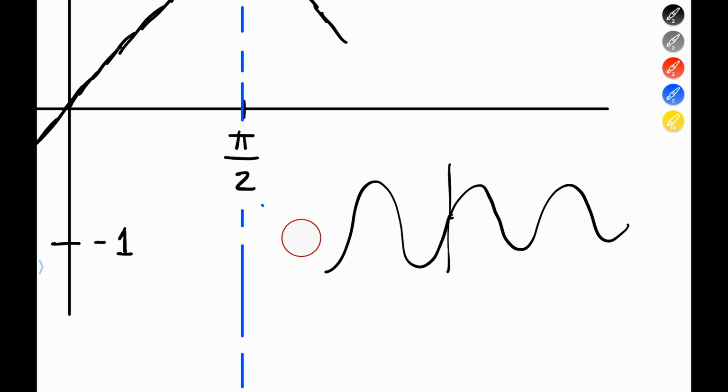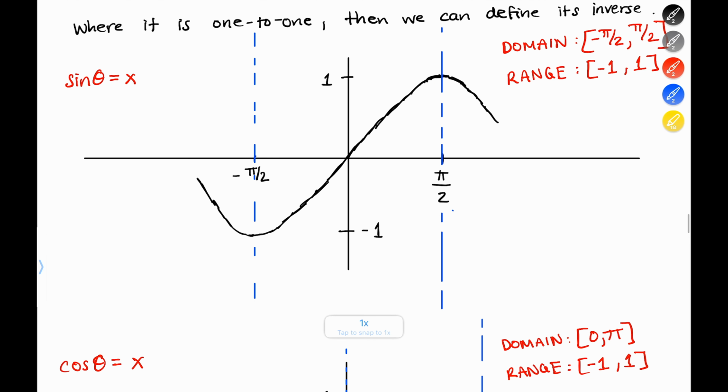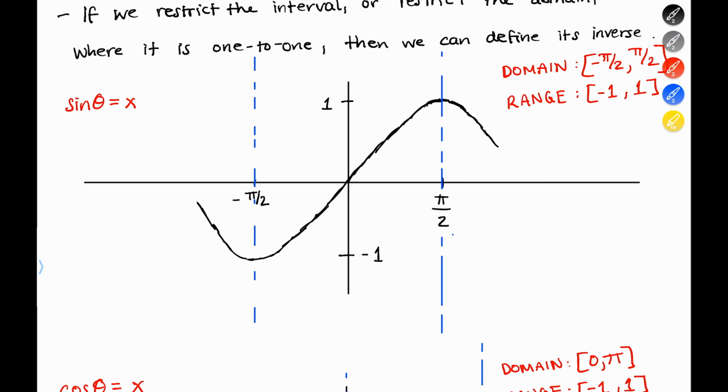So if we restrict the domain, like over here, we can see that if we look at the domain from negative pi over 2 all the way to pi over 2, then it is one-to-one. So therefore we could find its inverse. So the domain of sine theta is equal to negative pi over 2 to pi over 2, including negative pi over 2 and including pi over 2. The range goes from negative 1 to 1 and including both of them.